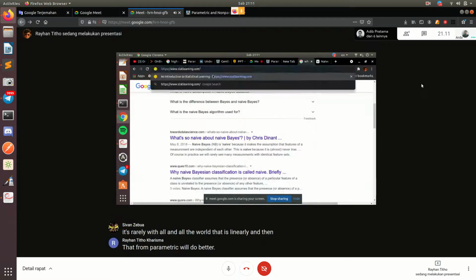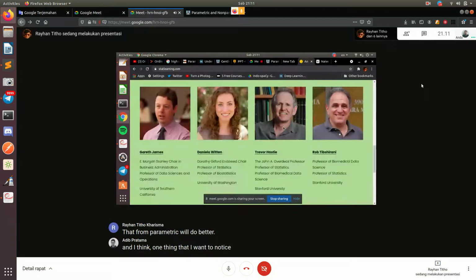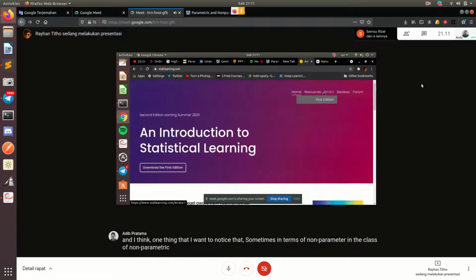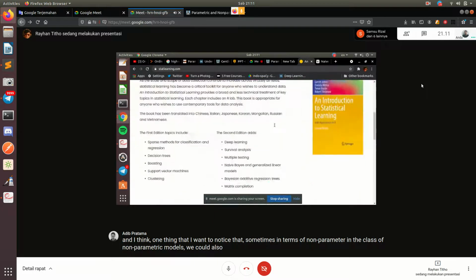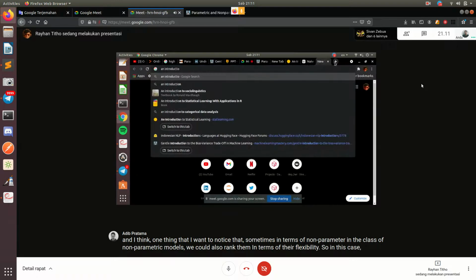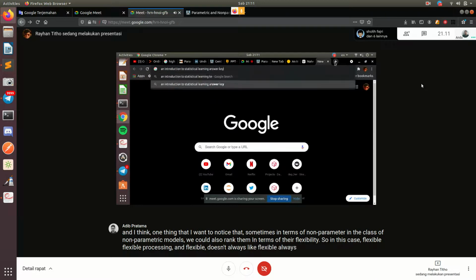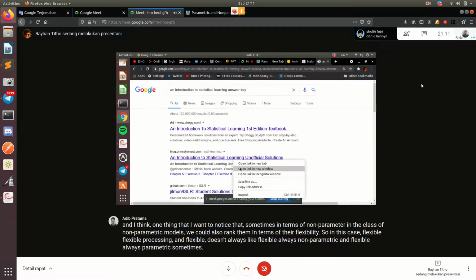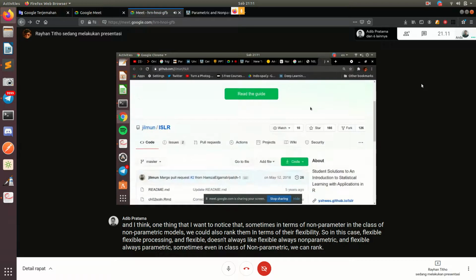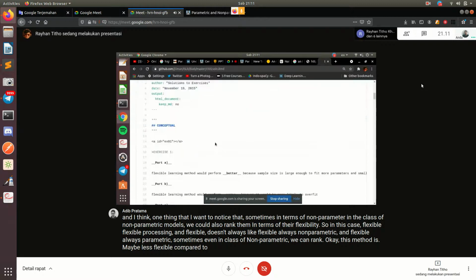Non-parametric will do better. And I think one thing that I want to note is that sometimes in the class of non-parametric models, we could also rank them in terms of their flexibility. So flexible versus inflexible doesn't always mean flexible is always non-parametric and inflexible is always parametric. Sometimes even in the class of non-parametric, we can rank: okay, this method might be less flexible compared to this particular method, and so on and so forth.